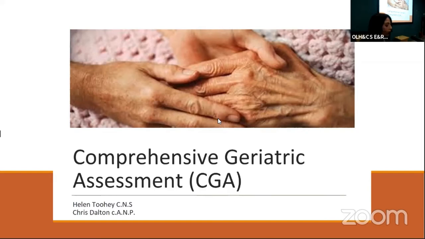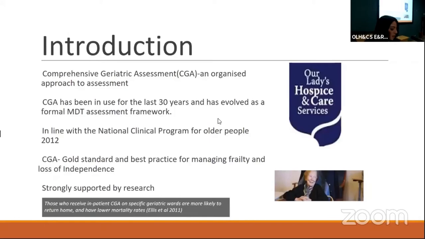The National Clinical Programme for Older People recommends that all older adults identified as being frail and at risk of frailty should have a timely CGA performed and documented in their permanent healthcare record. It's strongly supported by research, and 22 research trials involving 10,000 patients over 6 countries identified that older adults who received CGA were more likely to remain living at home, more likely to experience better cognition, less likely to be institutionalized, and less likely to experience overall deterioration.